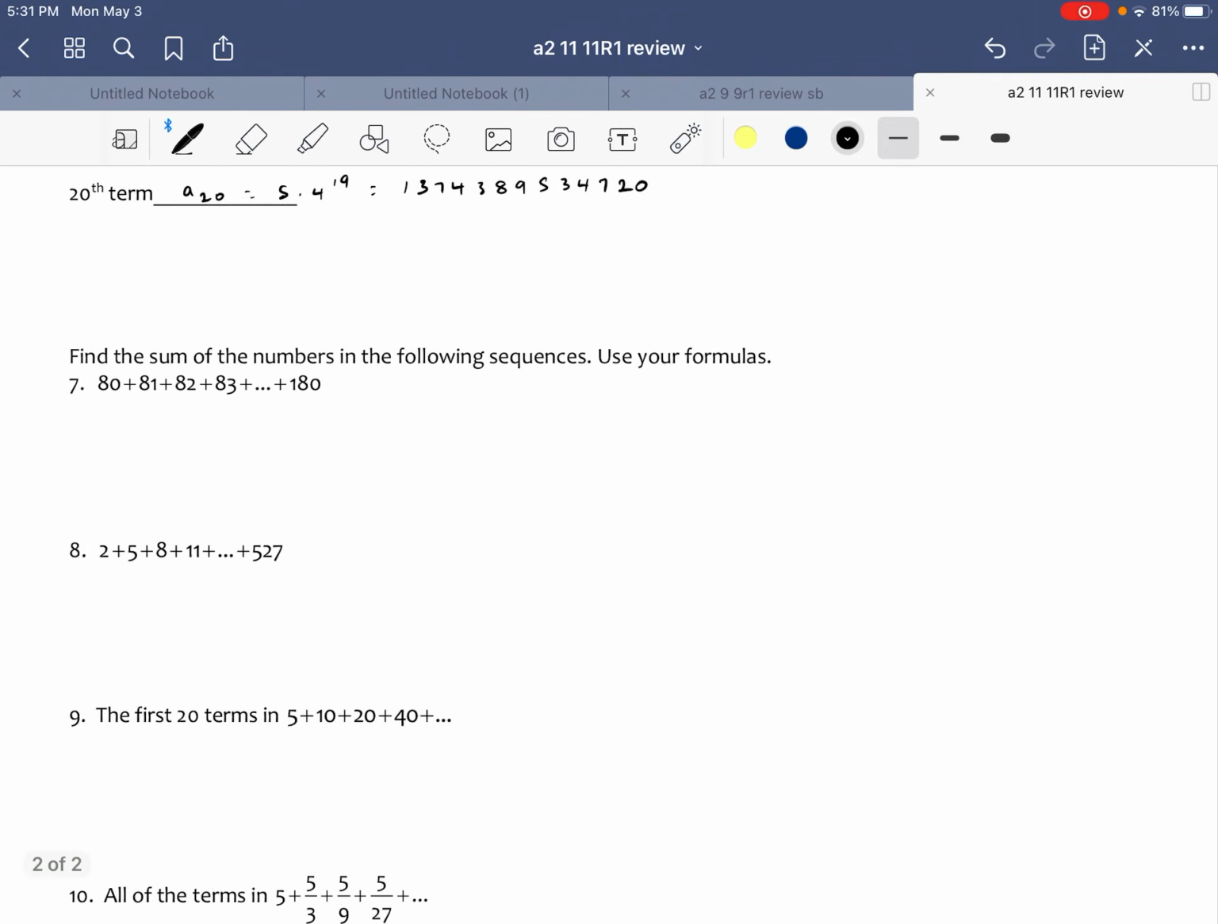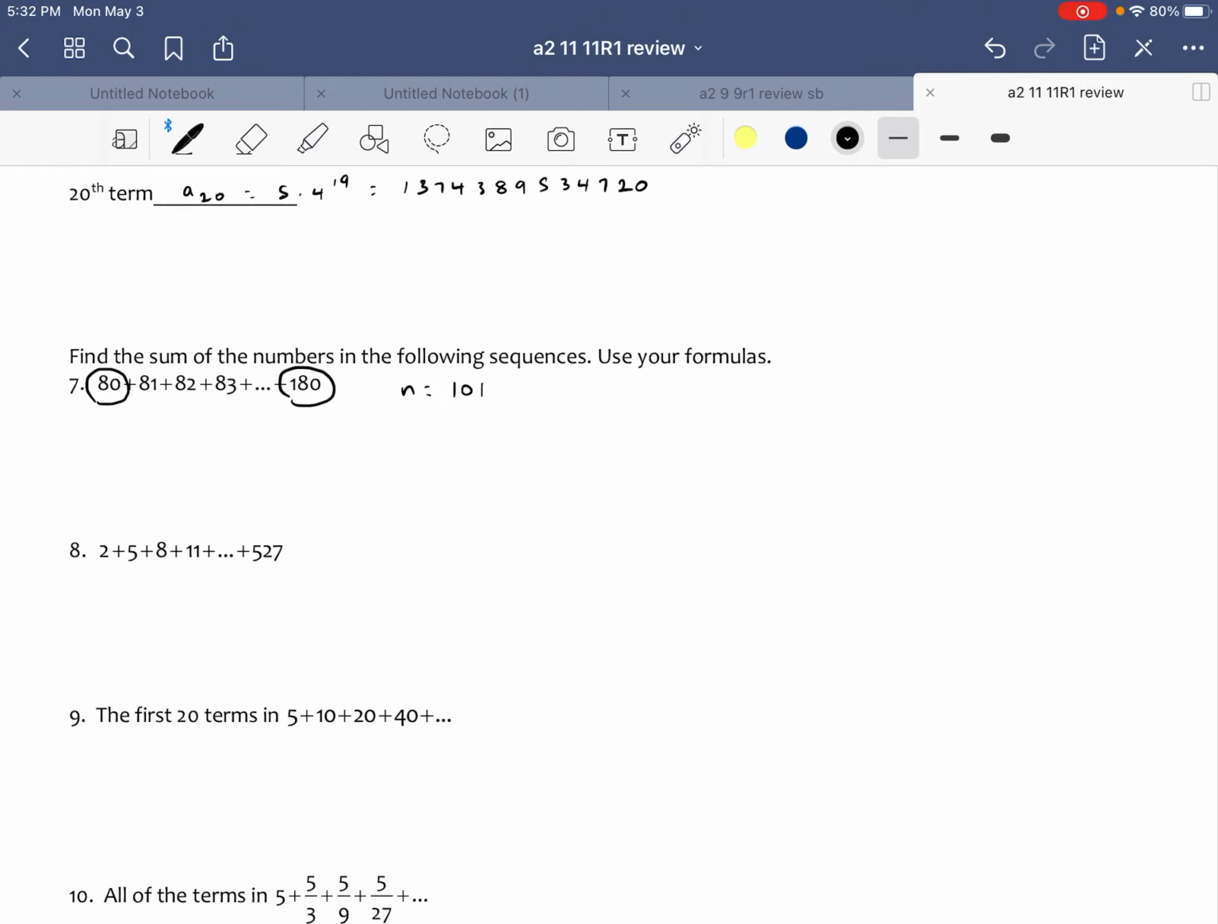Find the sum of the numbers in the following sequences. Use your formulas. Number 7, 80, 81, 82, 83. This is arithmetic. I notice that the numbers are going up by 1. To do an arithmetic sum, you need 3 things: your first number, your last number, and how many numbers you're adding together. From 80 to 180, that is 101 numbers.